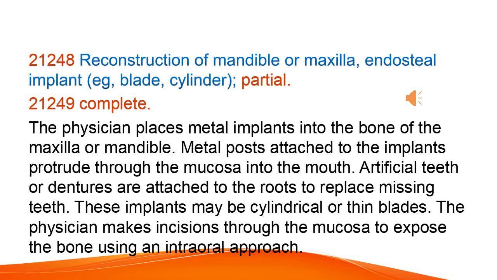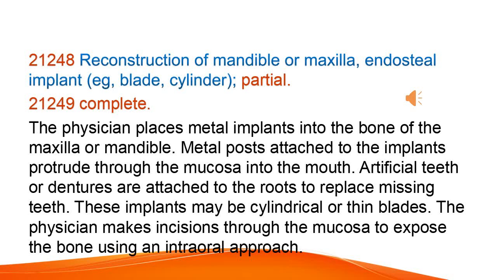Reconstruction of mandible or maxilla, endosteal implant, e.g., blade, cylinder, partial or complete. The physician places metal implants into the bone of the maxilla or mandible. Metal posts attached to the implants protrude through the mucosa into the mouth. Artificial teeth or dentures are attached to the roots to replace missing teeth. These implants may be cylindrical or thin blades.